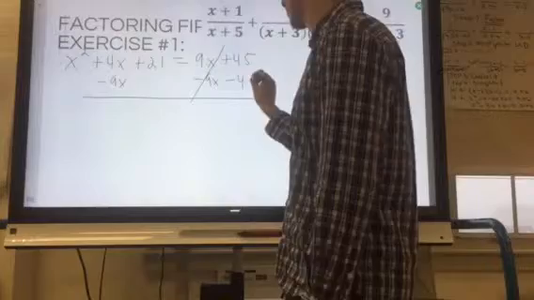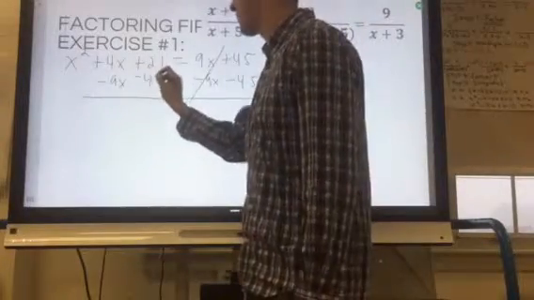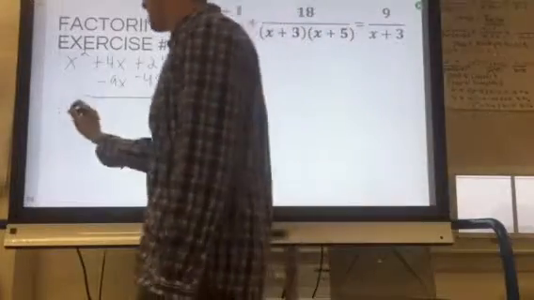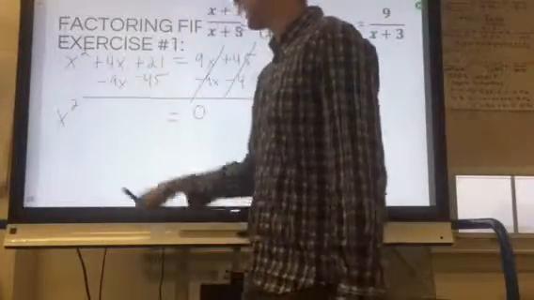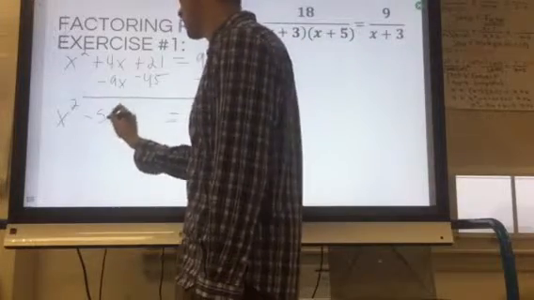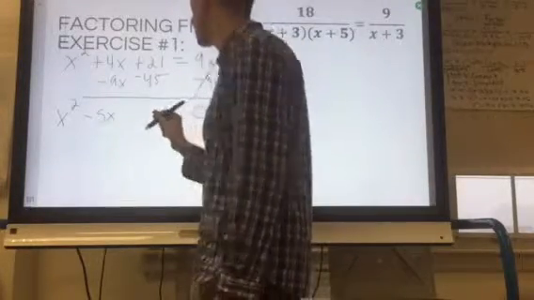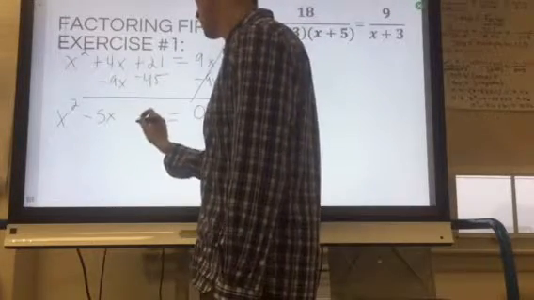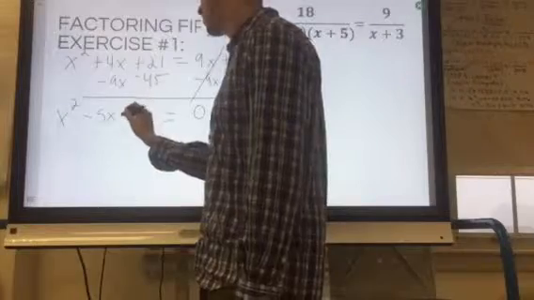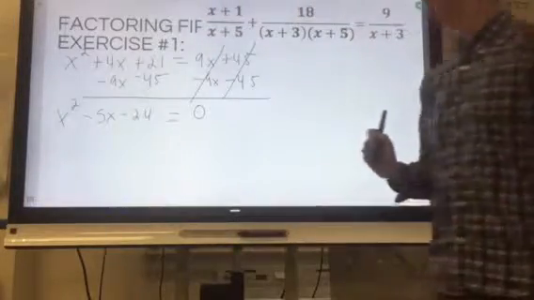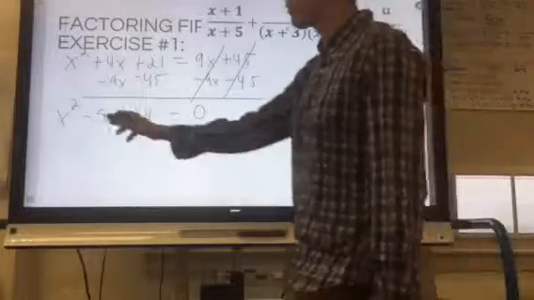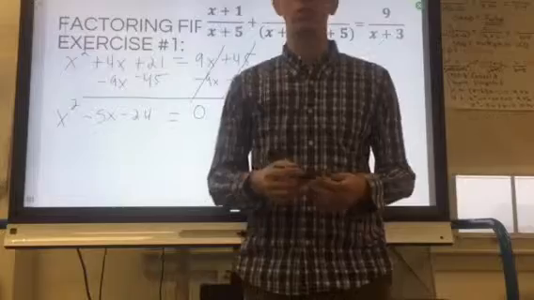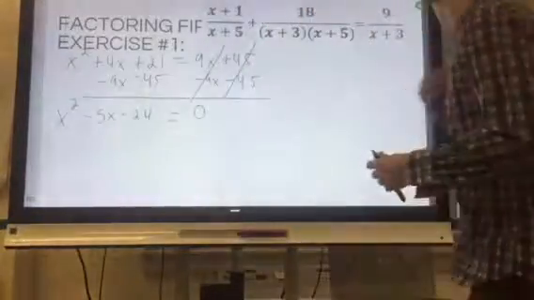I'm also going to subtract 45 from both sides. So now I have 0 on the right. X squared comes down. 4x minus 9x is going to be negative 5x. 21 minus 45 is going to be negative 24. So now I have x squared minus 5x minus 24 equals 0. I have a quadratic equal to 0. Now I'm going to solve.